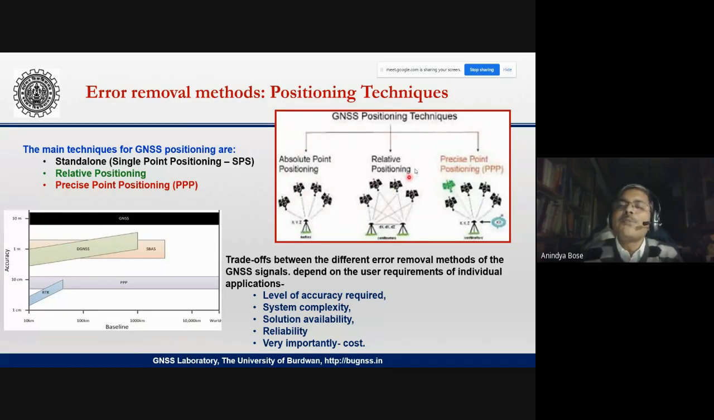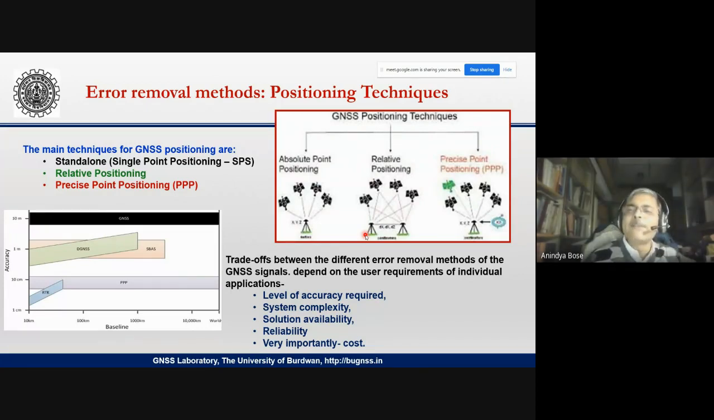Now comes relative positioning. What is the basic idea? Instead of a single receiver, we use two receivers. One of them is the reference or the base. The second one is called the rover or the client. Firstly, we find out the exact location. There are methods like this one. What is the exact location of this base or the reference, right? So let it be x0, y0, z0.